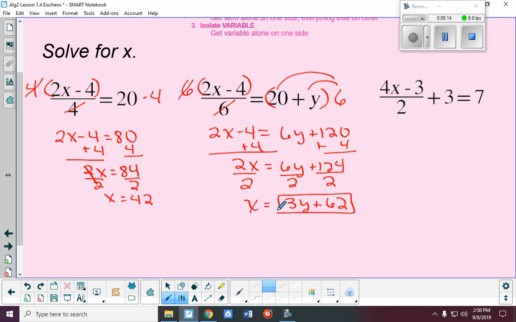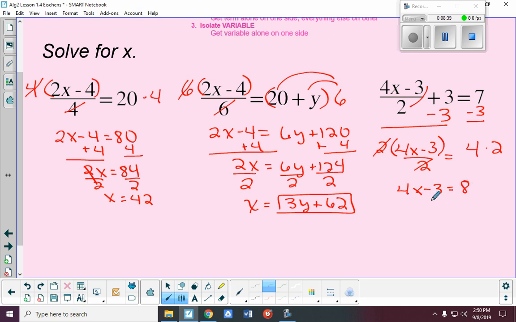All right, next problem. X is in this expression here. So first, let's isolate this variable expression. So we'll subtract 3 from both sides. And now at this point, I'll put parentheses around that. Multiply by 2 to get rid of fractions. And then we can just solve. Isolate the variable term, so get rid of the negative 3 by adding plus 3. And lastly, divide by 4. So x equals 11/4 or 2 3/4.